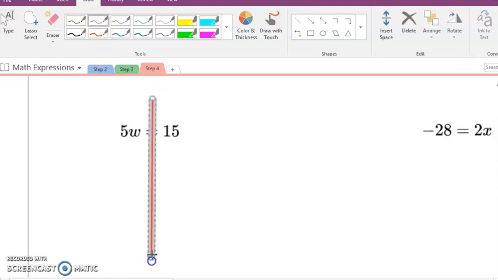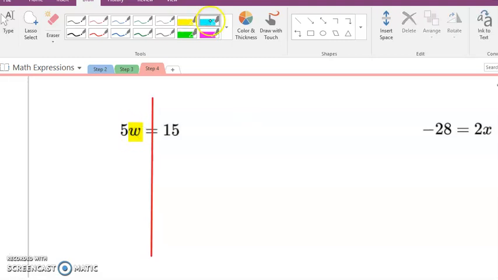I'm going to highlight just the variable. And then I have a 5 right next to the variable that I'm trying to isolate. I'm trying to get w by itself. W is not by itself because of this pesky 5. So I say to myself, well, how is the 5 connected to the w? Is it added to the w? No, it's not subtracted. When two numbers are touching like this, that means times. We learned that a few steps ago.